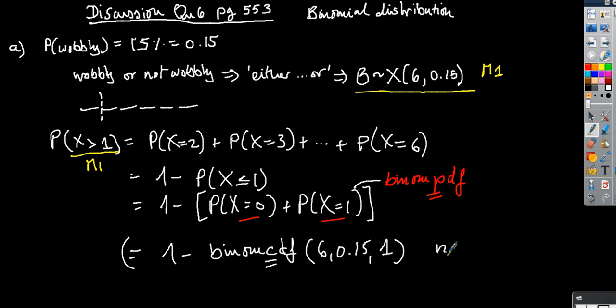Remember the calculator expects the input n, p, r. If I type all this into my calculator, binomCDF 6, 0.15, 1, and subtract that from 1, I get approximately 0.224. Give your answer to 3 significant figures. This is the probability that there will be more than one wobbly desk, in other words, 2 or 3 or 4 or 5 or 6.